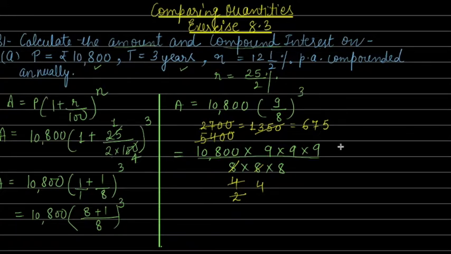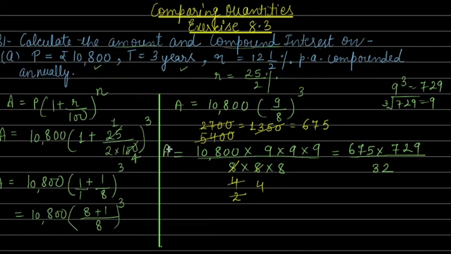If we write it now, what are we left with? We are left with 675 into 9 into 9 into 9. And 9 cube is what? We know 729, because the cube root of 729 is 9. So I can write 9 into 9 into 9 is 729. And what am I having in the denominator? 8 fours are 32. So this is the amount. Now we have to further solve it, so we will multiply.